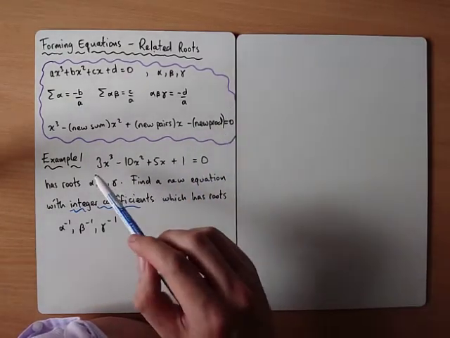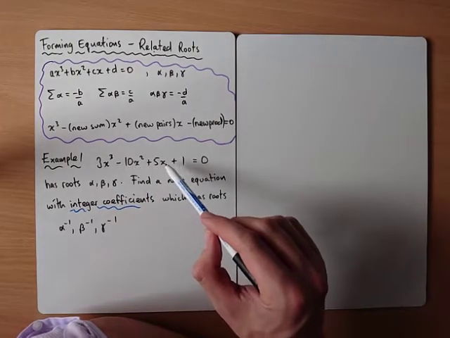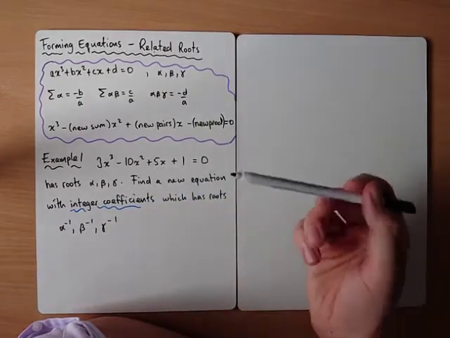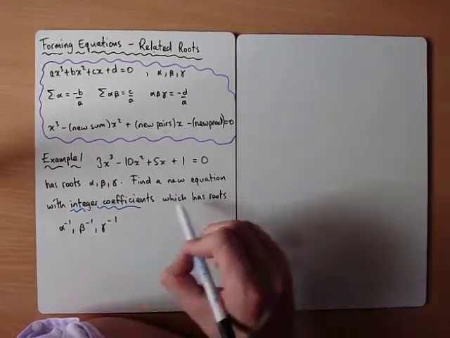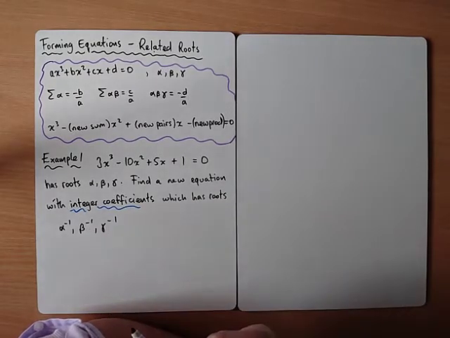So let's try example 1. We're given a cubic, 3x cubed minus 10x squared plus 5x plus 1, and we're told the roots are alpha, beta and gamma, and it says find a new equation with integer coefficients with related roots. So the roots are going to be 1 over alpha, 1 over beta, 1 over gamma.